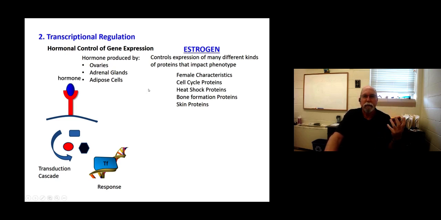Obviously, the reproductive tissues have receptors for estrogen, but other things don't. Okay, so it just depends. And as sort of a side note of this, okay, what happens?